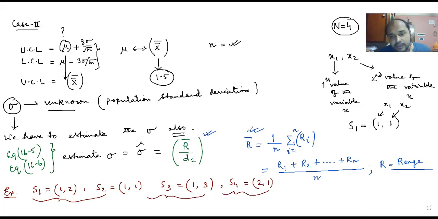With respect to my example, I am going to calculate R bar and tell you how to estimate sigma with the help of the formula R bar by d2. First of all, let us only talk about R bar. And d2 is something which will be discussed later.